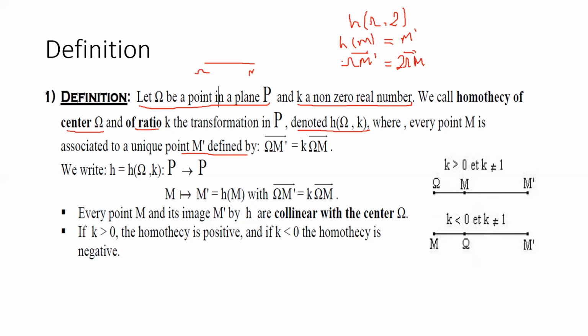Where does m prime come? If the vector omega m prime equals 2 omega m, not distance, m is the midpoint. Who should be the midpoint? Omega m prime is equal to 2 omega m. For example, if omega m is 2 centimeters, how much should omega m prime be? 4. So m is the midpoint, and this here is m prime. M prime is called the image of m by h, the dilation or homothety of center omega and ratio 2.